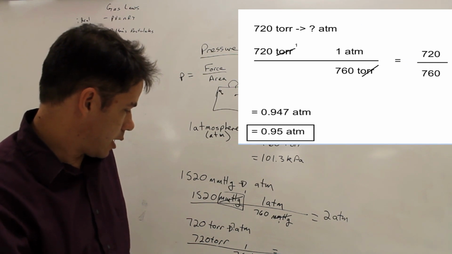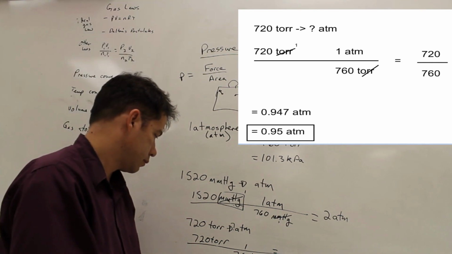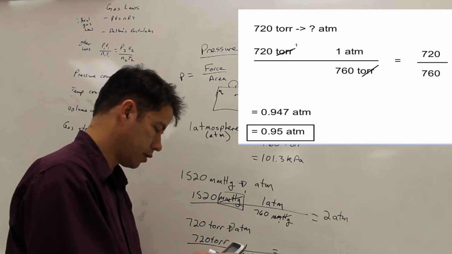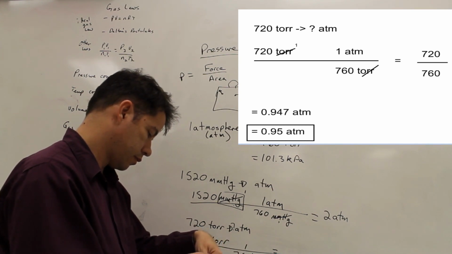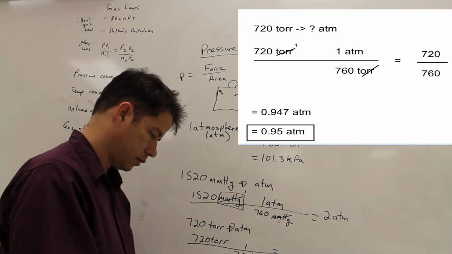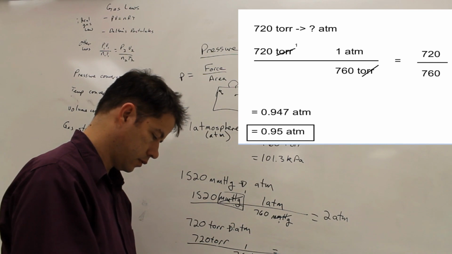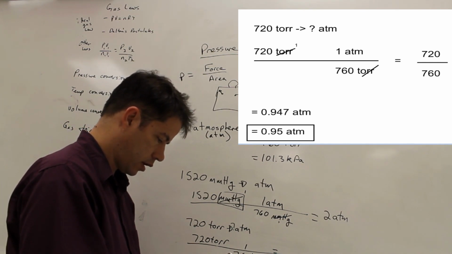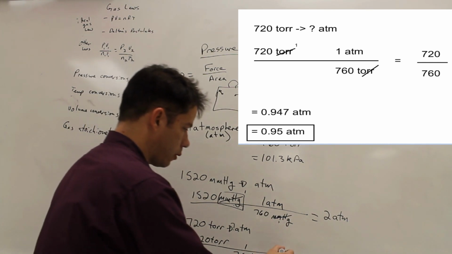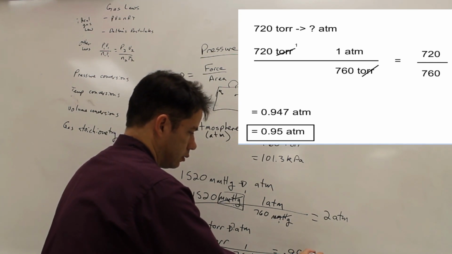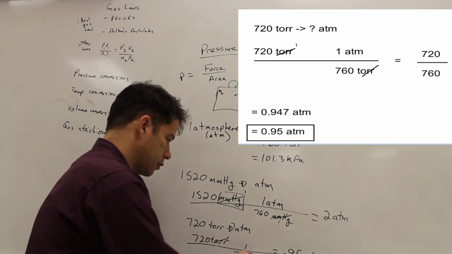You should get something less than 1. Let's see if I can get it real quick. 720 divided by 760 is 0.947, and we're just going to round it to 0.95 atmospheres. Torr cancels to 1.